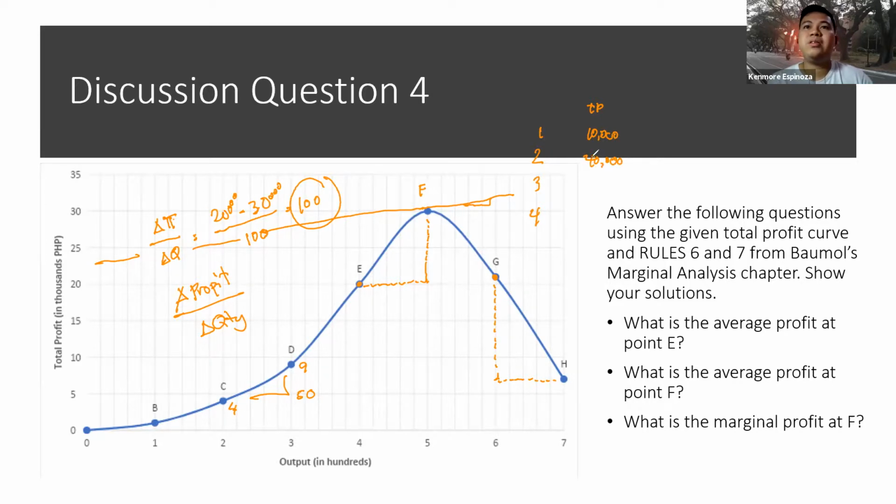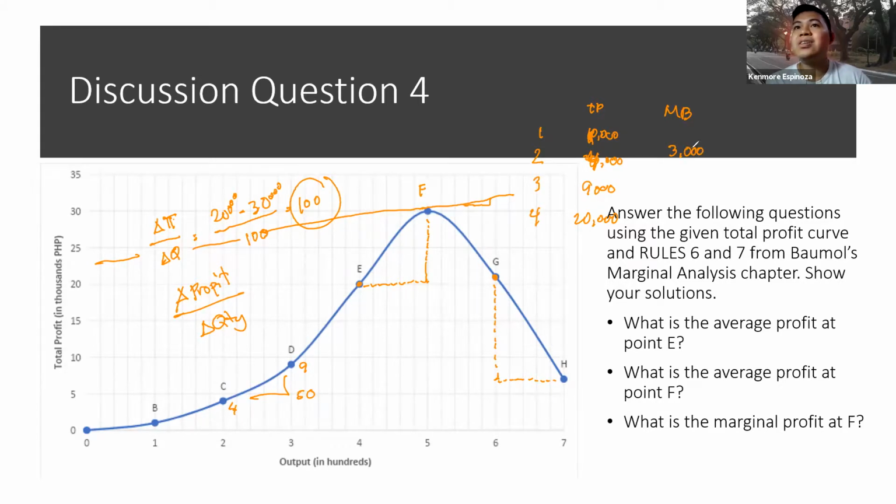Thousands pala yun. 4,000. 1,000. Then you have 9,000. And then you have 20,000. So your marginal benefit is in between 1 and 2. In this case, that should be 3.